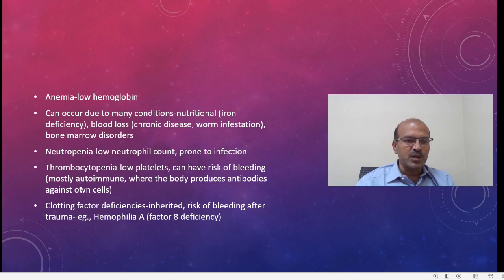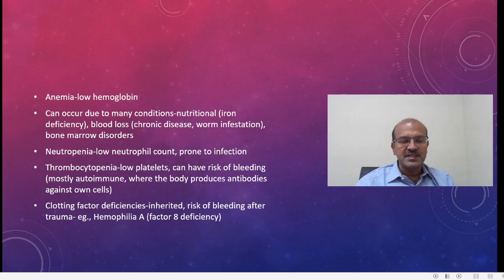Most of the causes of thrombocytopenia are autoimmune conditions, either factors like systemic lupus erythematosus or isolated immune thrombocytopenic purpura or ITP. The body produces antibodies against its own cells, in this case the platelets, and there is a deficiency of platelets.